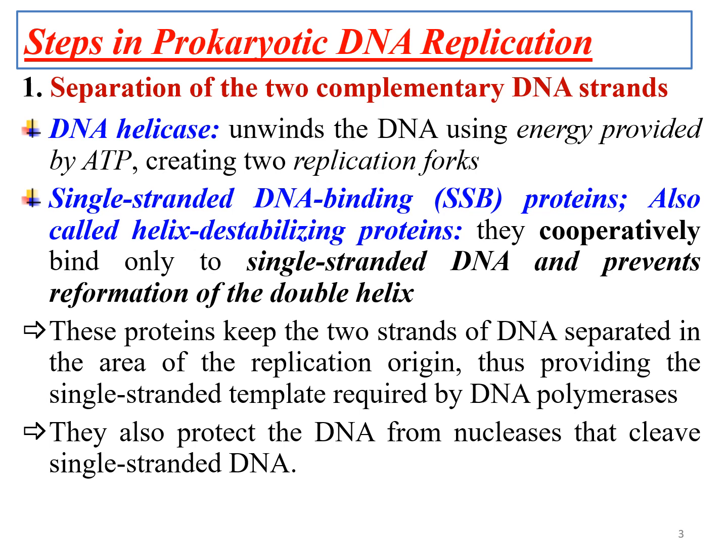The second one is the single-stranded DNA binding proteins. This protein is also called helix destabilizing protein. They cooperatively bind only to single-stranded DNA and prevent the reformation of the double helix from this single strand. So they have two functions: one, creating a single strand, as well as preventing the reformation of the double helix of the DNA. So this protein keeps the two strands of DNA separated in the area of the replication origin, thus providing the single strand templates required by the DNA polymerase.